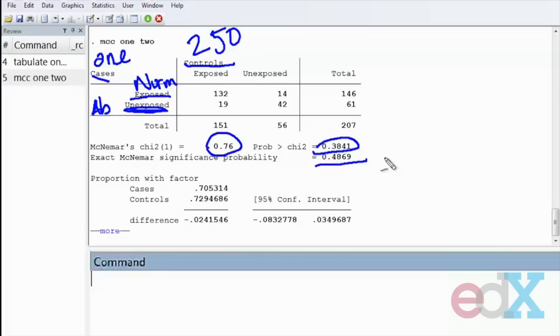So that's all for this example. And like I said, Lauren will do another tutorial on McNemar's test coming up next.